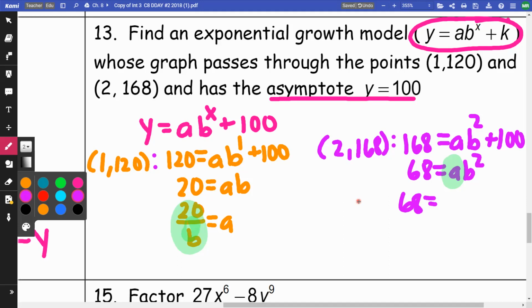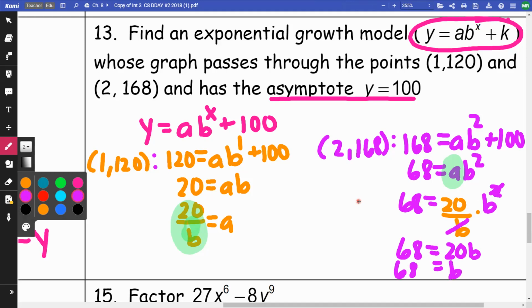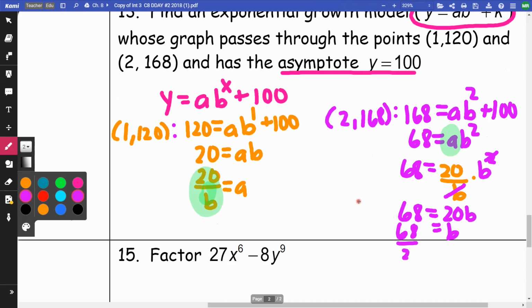68 is equal to my A, which is 20 over B times B squared. Now, the nice thing is this B is going to cancel with one of those. And so I basically get 68 is equal to 20B. So my B is going to be 68 over 20. And 68 divided by 20 is 3.4. Okay, so my B is going to be 3.4.